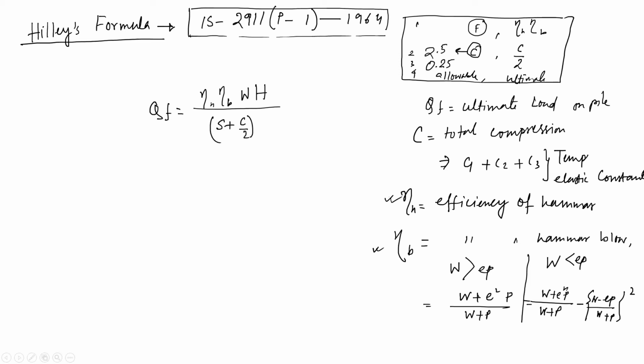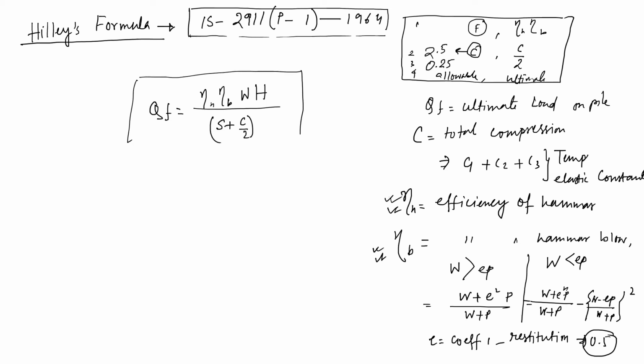Now we talk about what is this e. Here e is the coefficient of restitution, and that value should be almost 0.5, but it is generally given. Generally the value of eta H is given, and if eta B is not given, that is the formula, and in this case the coefficient of restitution is given. So that is our formula for Hiley's.